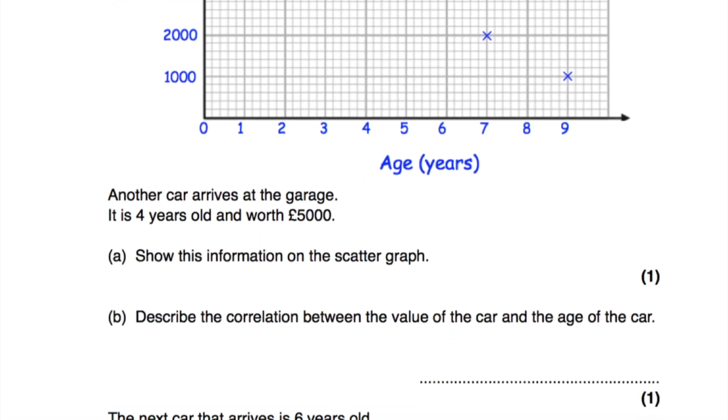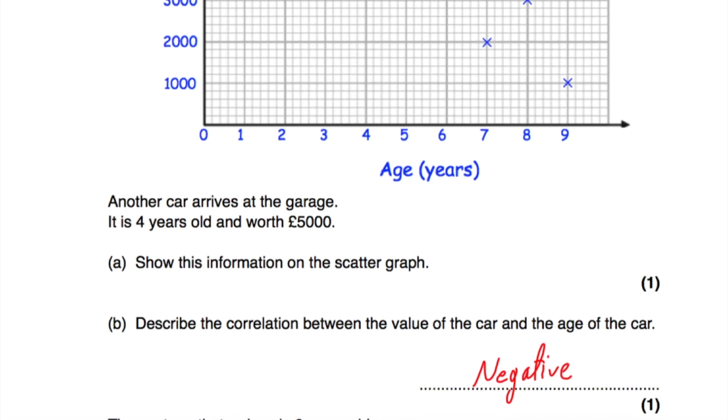So the question says describe the correlation between the value of the car and the age of the car. It's a negative correlation: as the age goes up, the value goes down. Okay, let's have a look at our next part.